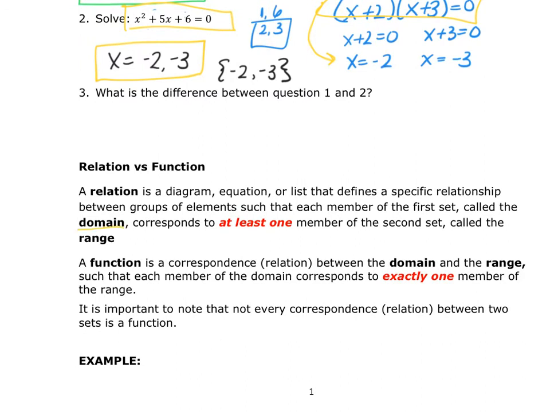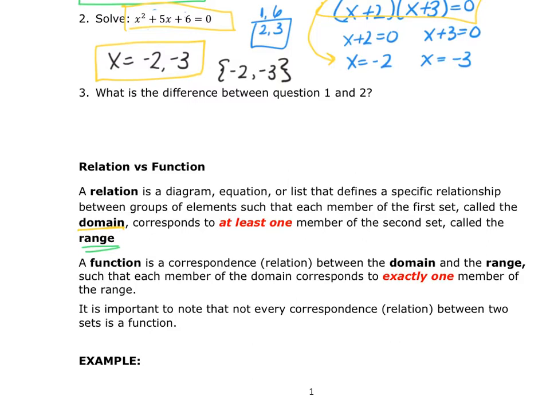So the domain, the input, and I'm going to do something to it. I'm going to have a set of rules that tells me what I'm going to do to that domain, and when I get done, I'm going to get the output, or the range value. You can think of it as a map, or you can think of it as a set of rules.